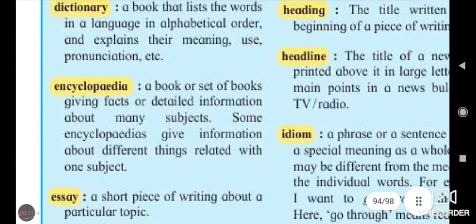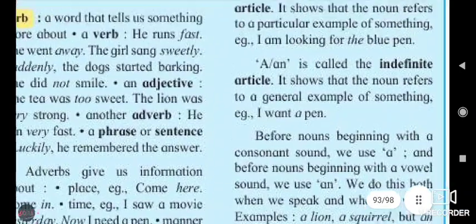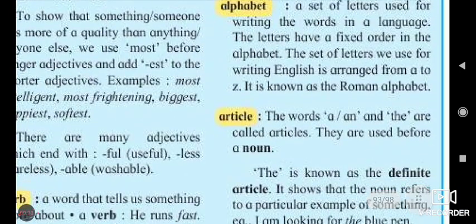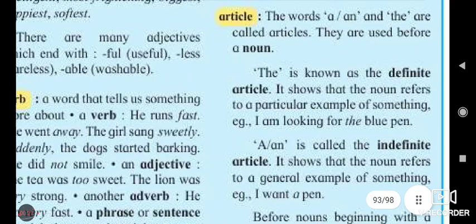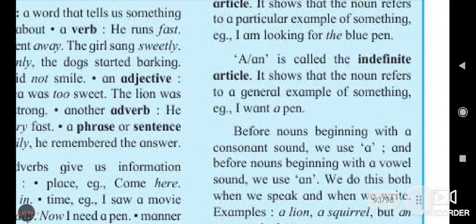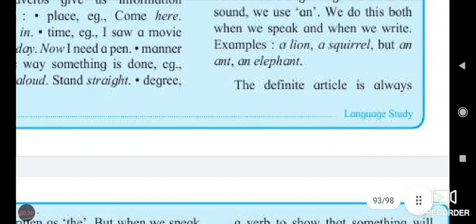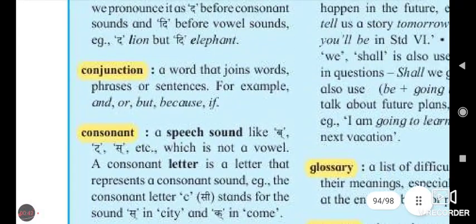Okay, and in that part we saw the alphabet, articles a, an, and the. A and an are the indefinite articles, and the is the definite article. Okay, now here we have the conjunction.